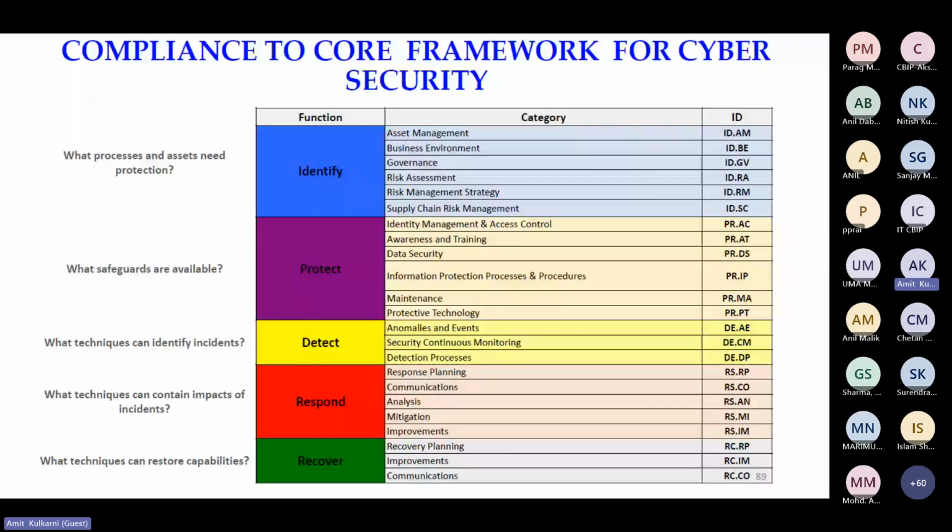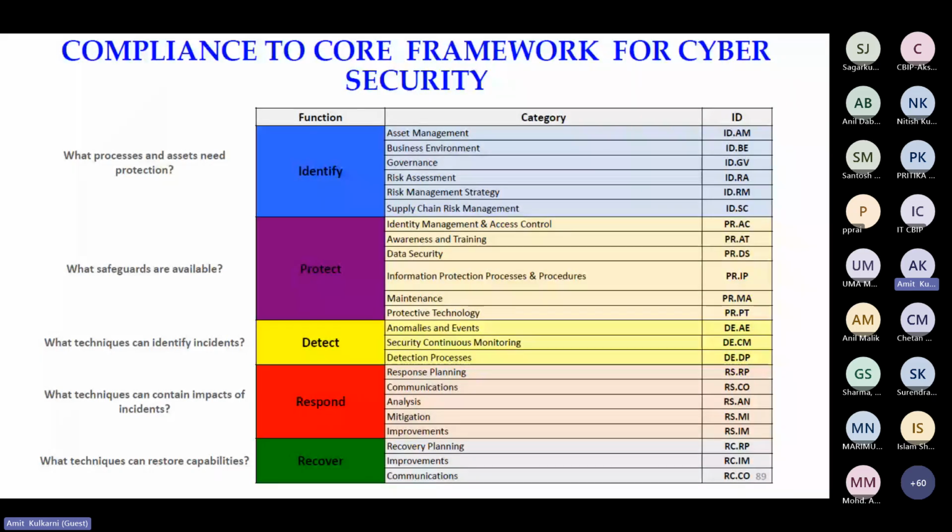Then NIST has suggested a core framework for cybersecurity, which gives various functionalities like what processes and assets need to be protected, how to identify it. Like there are just a few given, but there are many like this, not included all. But there is something for everything in the power system or power sector.